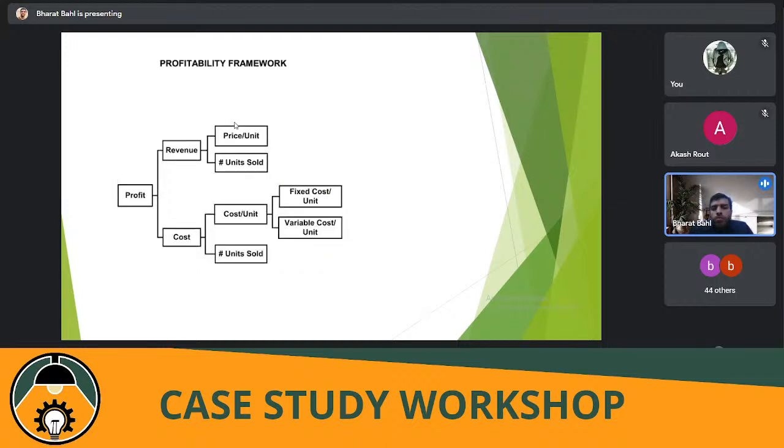Now let us talk about profitability. So when you're looking into profit, it is basically revenue minus cost. So you can break down the revenue as price per unit and units sold. दोनों को multiply करके, I guess you will get the revenue.